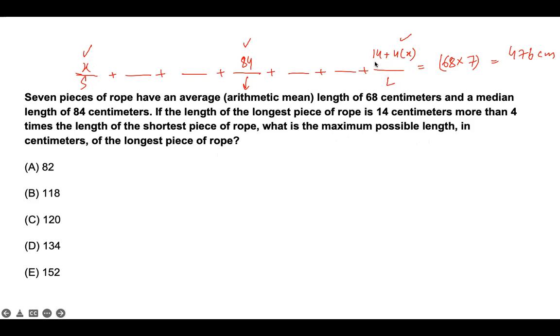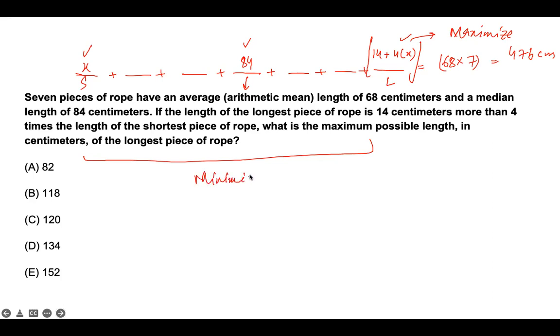We need to find the maximum value of this. So how is that possible? We need to maximize this, and that is possible if we minimize all of these other 6. So how can I minimize them? If this is x, and in this question we have no limitation on whether these are distinct or not, then if there is no limitation, you can consider these as the same.